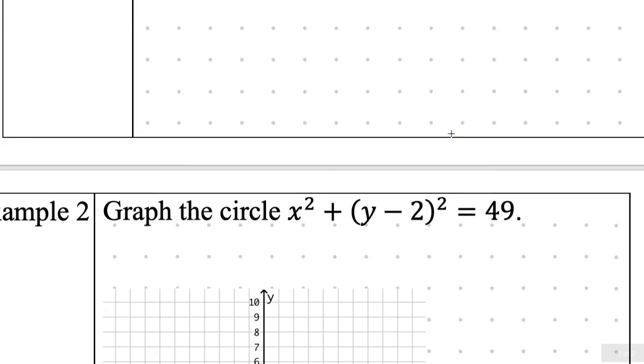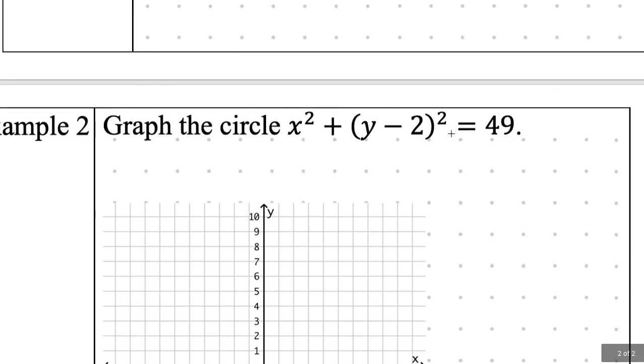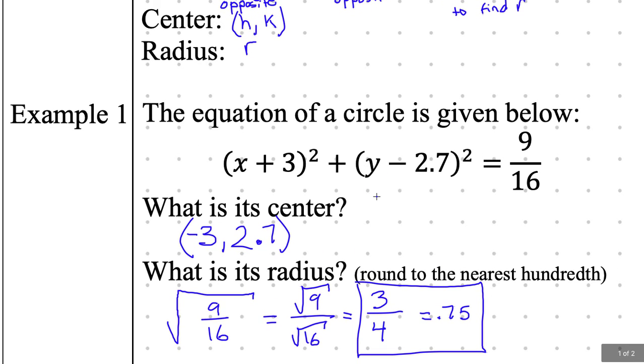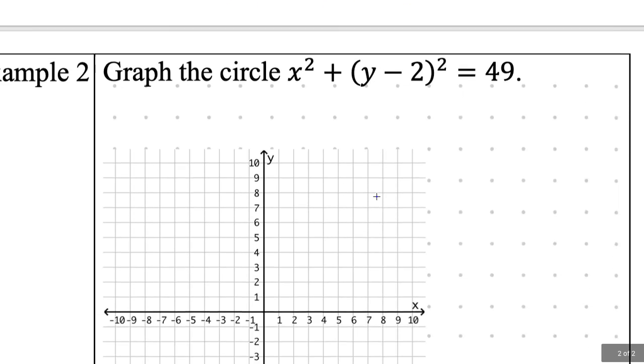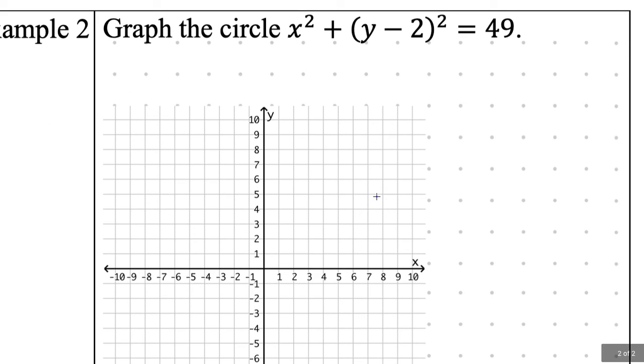All right, let's try another one. I'm going backwards now. You have 2 assignments. This is like assignment number 1. What's the center? What's its radius? Same thing over and over again. This is the second assignment. You need to make your own graph. You are going to graph a circle.